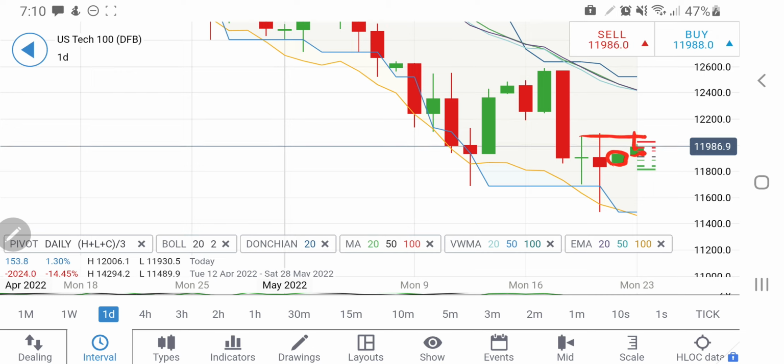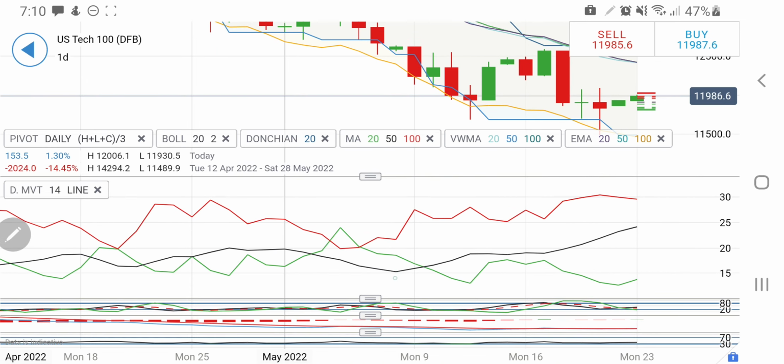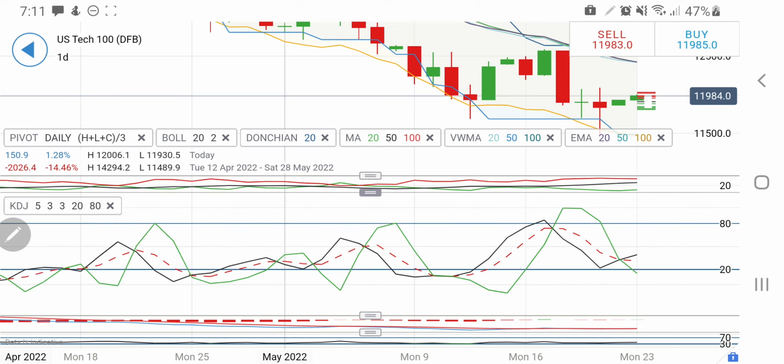The next resistance is at 12,100, and beyond that we may see it going towards 12,200, 12,400 levels. These are very much achievable. The resistance at 12,400 is going to be very strong for Nasdaq 100 today, and with the support here at 11,900, it may remain bullish. The directional movement was extremely bearish.